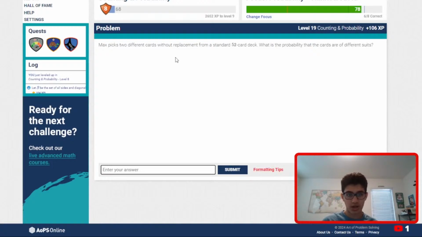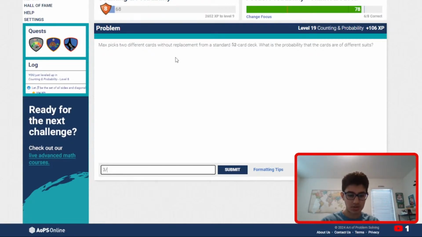Max picks 2 different cards without replacement from a standard 52 card deck. What is the probability that the cards are of different suits? Suits are the colors, I think, right? Not colors. It's like spades, hearts, diamonds, clubs. So what's the probability that the cards are of the same suit?